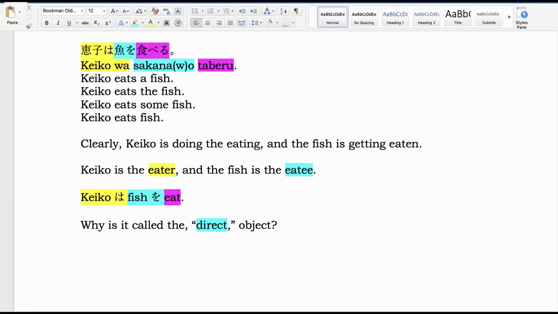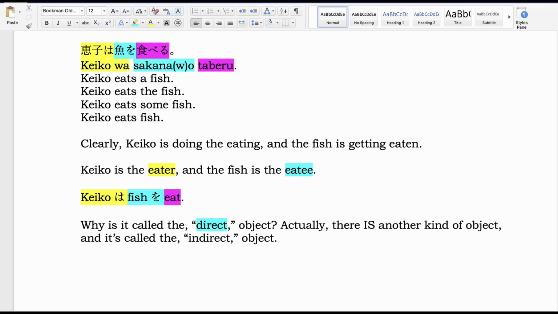Some people might be thinking, why is it called the direct object? Actually, there is another kind of object, and it's called the indirect object.